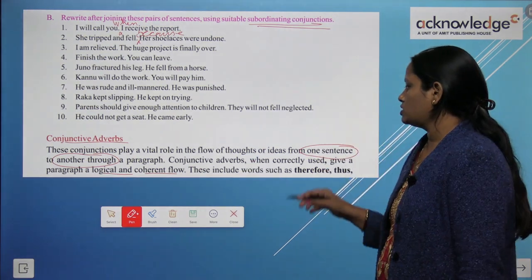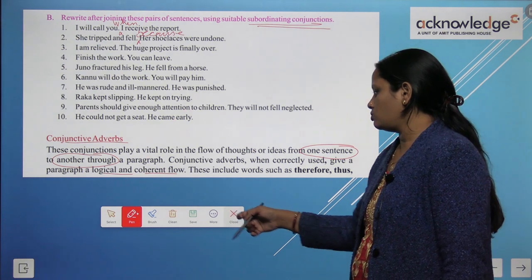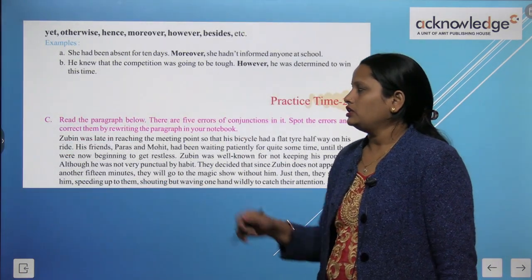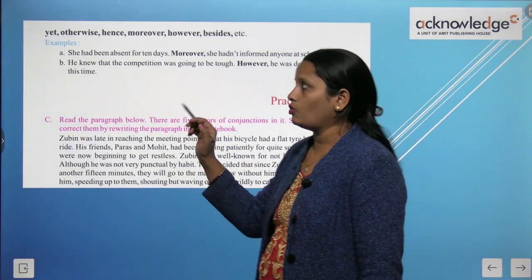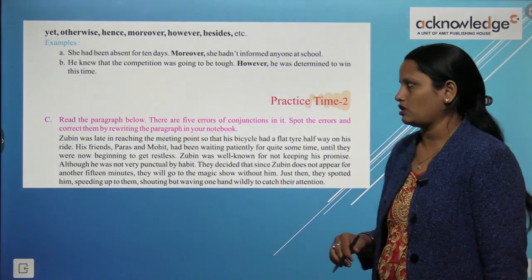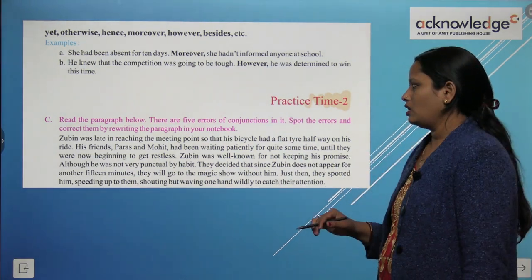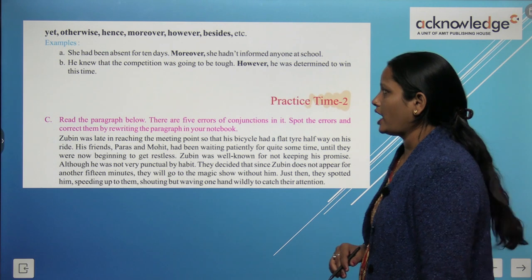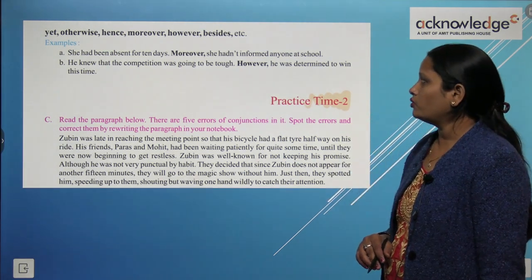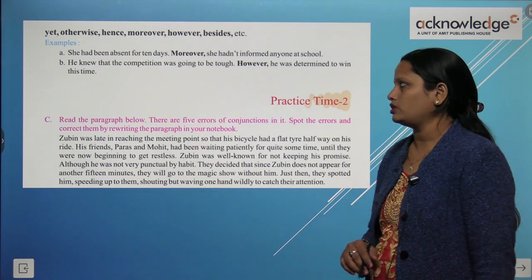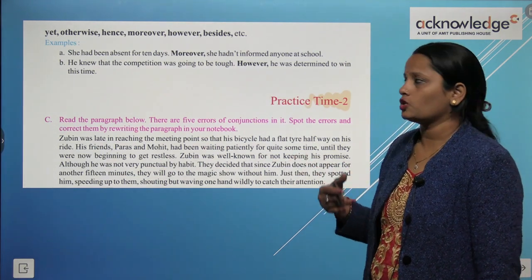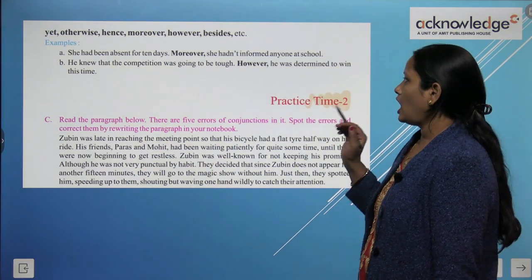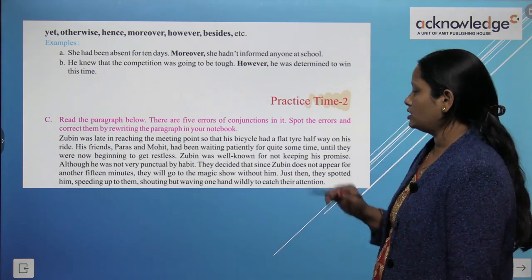These include words such as therefore, thus. The conjunctions we are going to learn are therefore, thus, and yet, otherwise, hence, moreover, however, besides, etc. So these are a few conjunctive adverbs. Now, the examples: She has been absent for 10 days. Moreover, she didn't inform anyone at school. So she was absent, but she also didn't tell anyone. He left. He knew that the competition was going to be tough. However, he was determined to win this time.